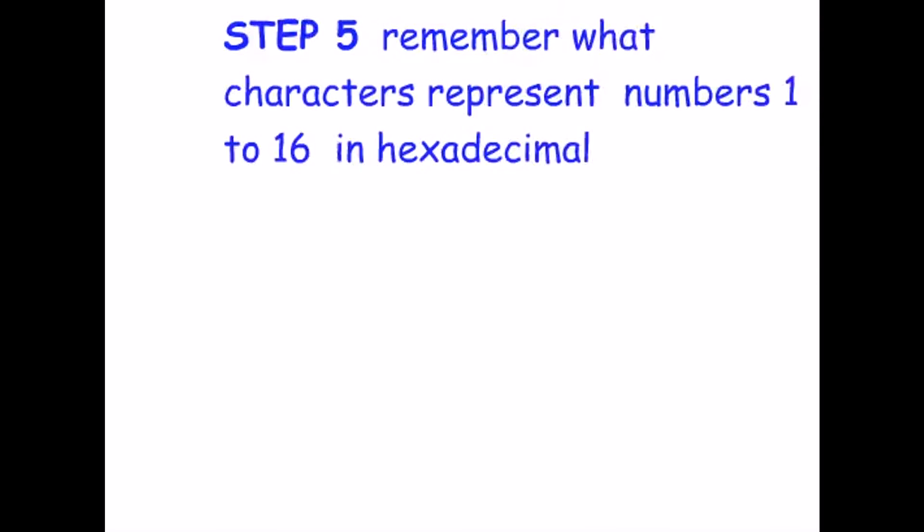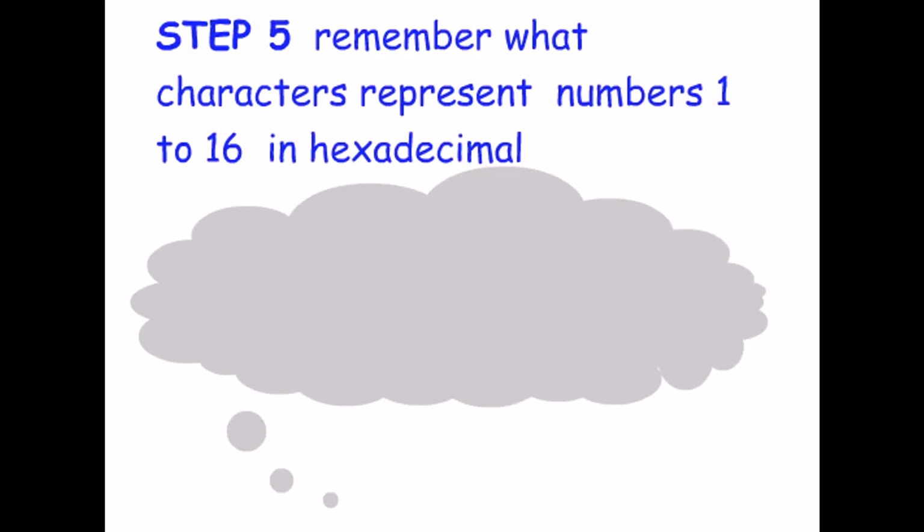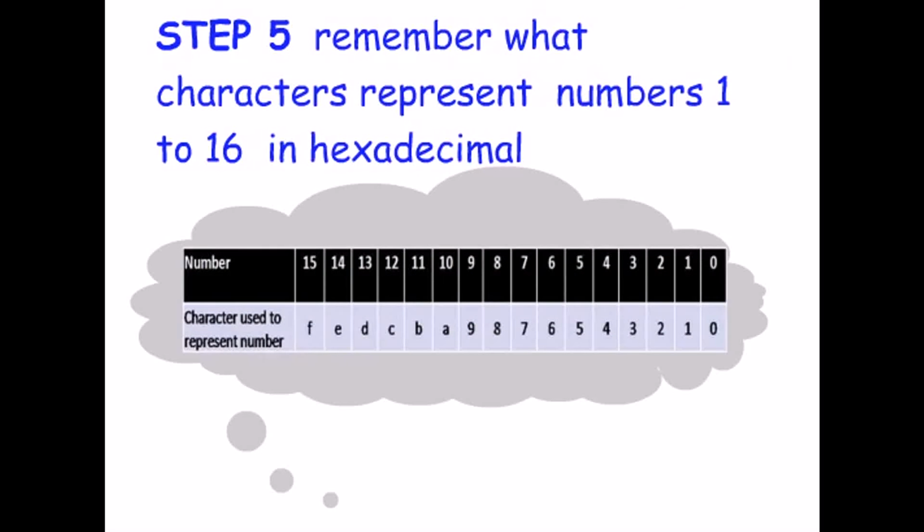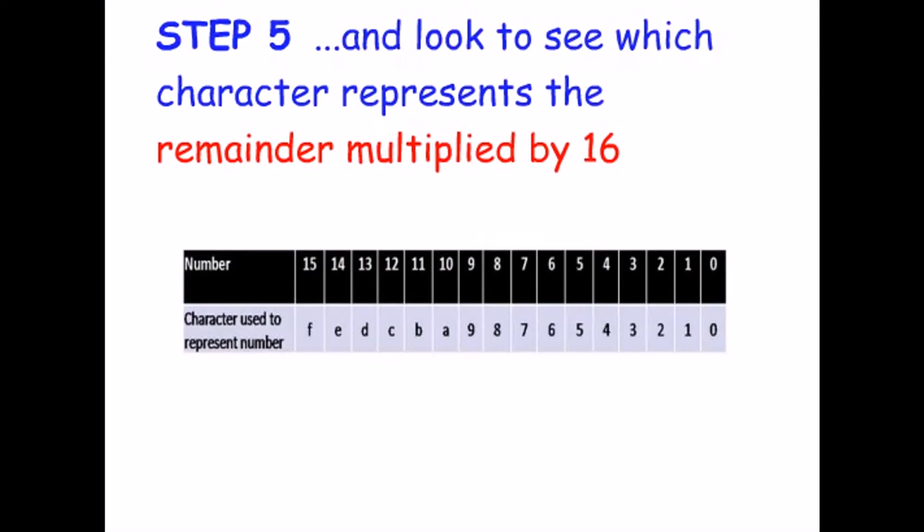Step 5 is just to remember what characters represent numbers 1 to 16 in hexadecimal again. Again, it's super simple until you get to 10, and we start using letters to represent the numbers. And 10 is A, 11 is B, and so on until you get to 15, which is F. And then you need to look to see which character represents the remainder multiplied by 16, which in our case was 3, and the character that represents that is 3.